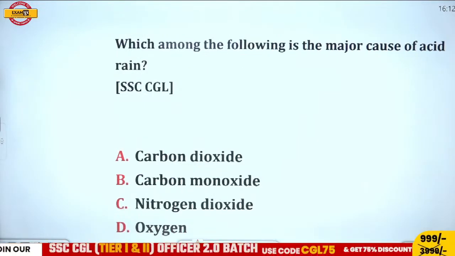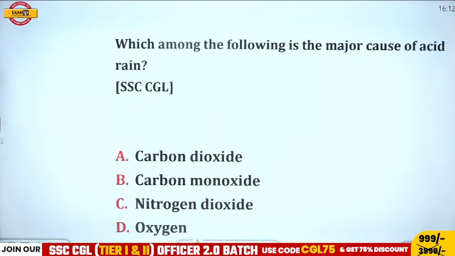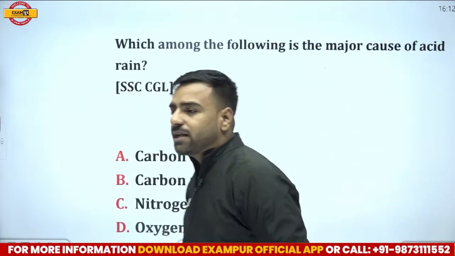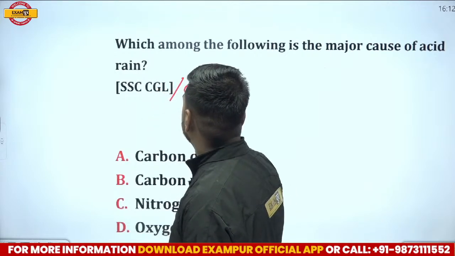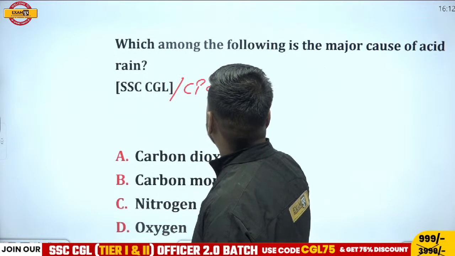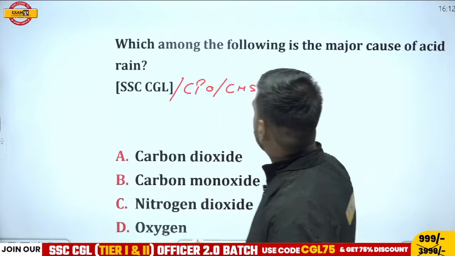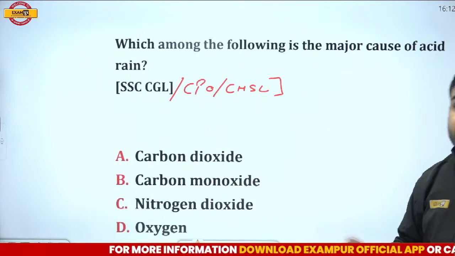Okay, so we have the next question. Which among the following is the major cause of acid rain? Now again, this is a question which was asked in CGL, and not only CGL, I'll write it for you. It is from the CPO part also, it is from the CHSL part also. In almost all the examinations, this is being asked regularly.